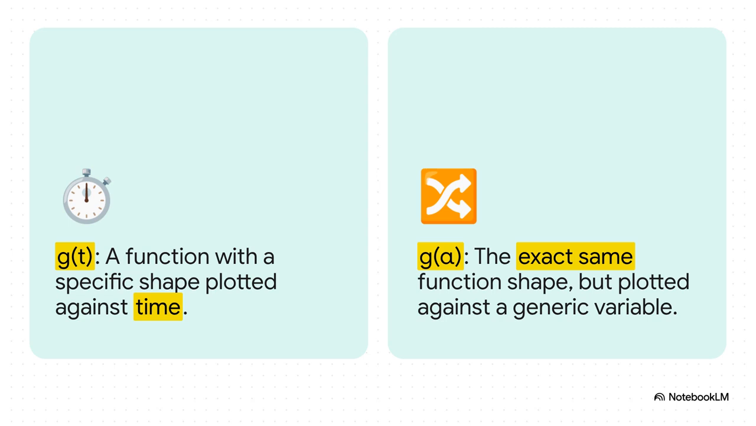A function's real identity, its soul, is its shape. The letter in the little brackets, that's just a label. It's a placeholder. It doesn't matter if it's t for time or x for space or alpha for whatever. The shape is the blueprint. Get this, and you've got the key to everything else.